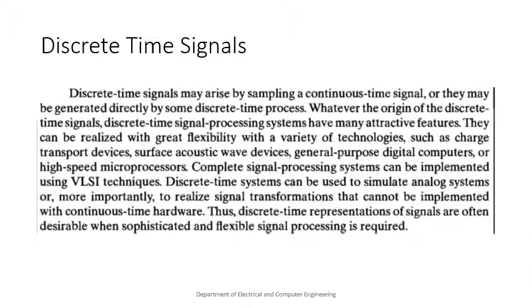Now, as I previously told you, discrete time signals do not appear naturally. So how do we obtain discrete time signals? One of the most important ways of obtaining a discrete time signal is sampling. We sample the continuous signal to obtain a discrete time signal, or they may be generated directly by some discrete processes. However, the important way of generating a discrete time signal is sampling. Whatever the origin of discrete time signals, they offer many attractive features.